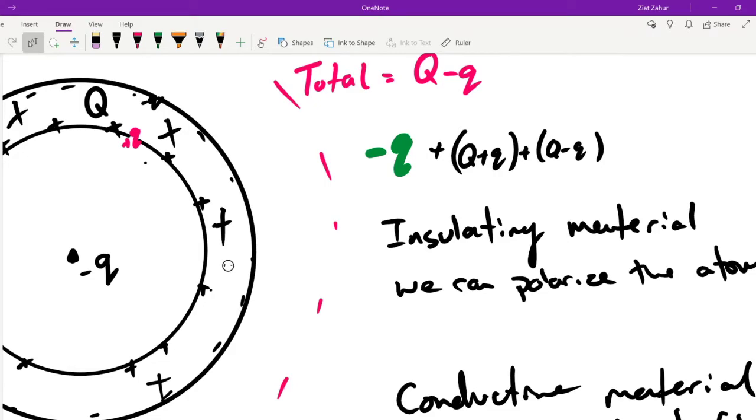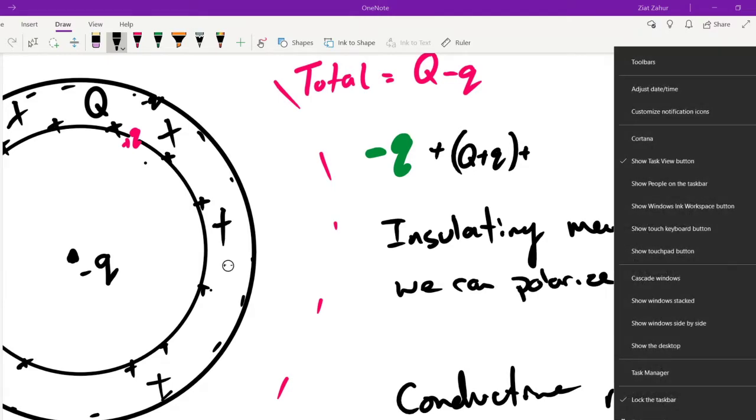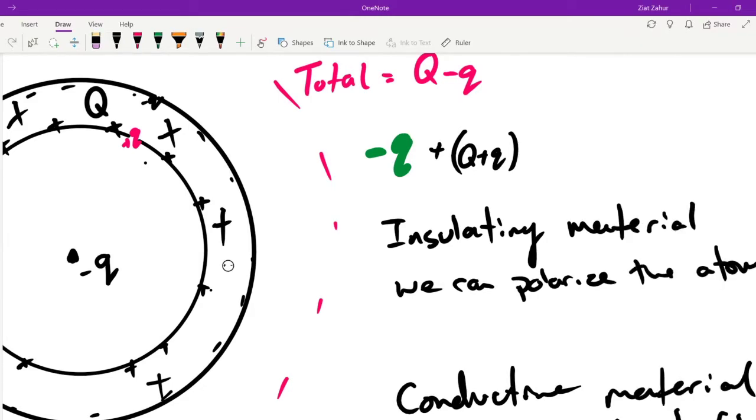Wait, this gives us 2Q. Nope, nope. Q plus Q minus. Why is it 0 if Q minus Q is enclosed? So all the capital Q goes to the surface. Wouldn't it be plus Q inside and Q minus Q?